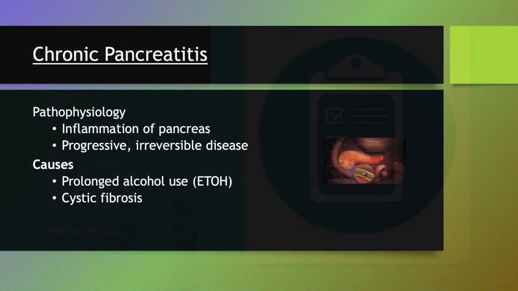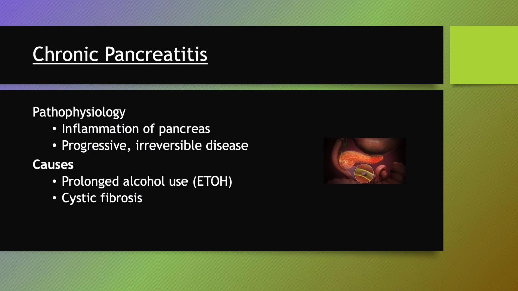Now we're going to discuss chronic pancreatitis, and this is inflammation of the pancreas that is irreversible. It is chronic. So there's going to be major enzyme imbalance, and causes are due to things such as prolonged alcohol use or cystic fibrosis, which is when fluid piles up within various ducts and passageways, furthermore becoming thick and sticky, suppressing proper functioning, a very serious complication.